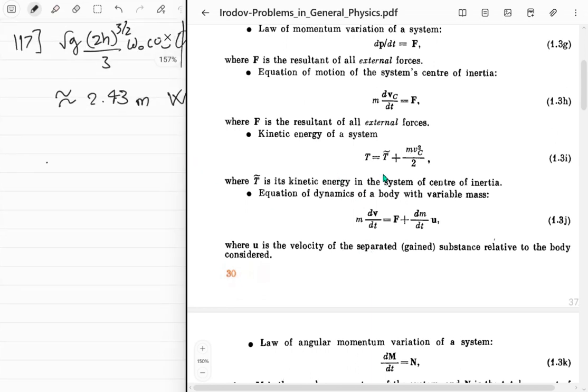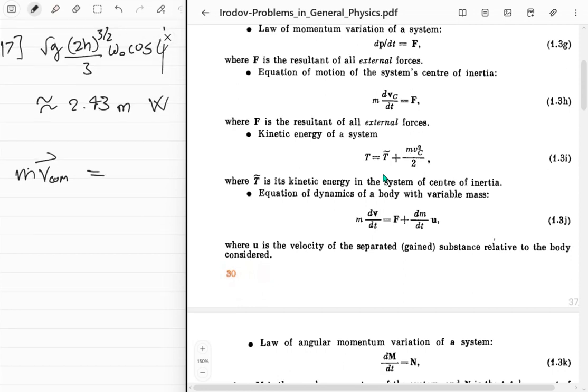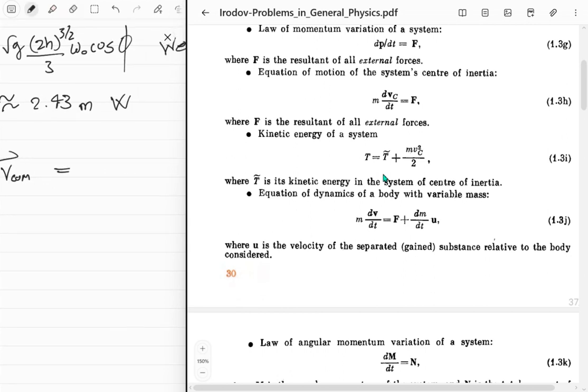If I have free time for this video, I'll prove this. So once again, starting from the definition, velocity of center of mass, that vector, is equal to the summation of the m_i v_i thing upon M total, right?